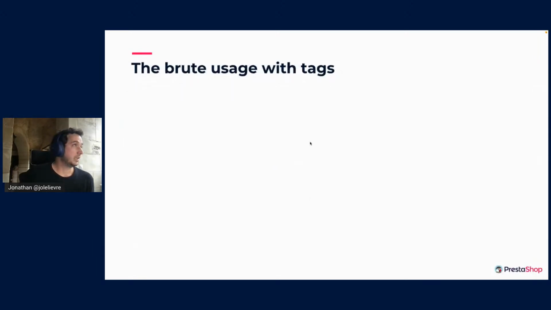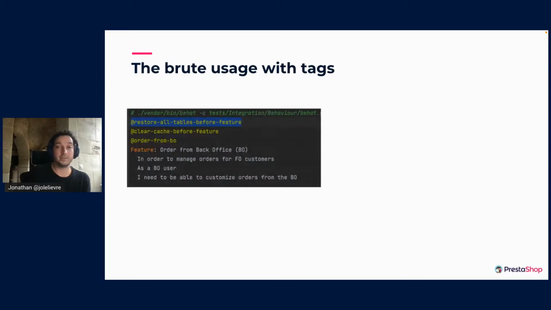And for the other case, once we did that, we optimized all the product domain tests. So it was great, but we thought, now that we have a smarter way to restore tables, maybe we could apply this to all the other existing Behat tests. We initially thought that we would have to do it domain per domain, like create some dedicated tags for all the orders, for example, one for all the carts. So we will probably do it later.